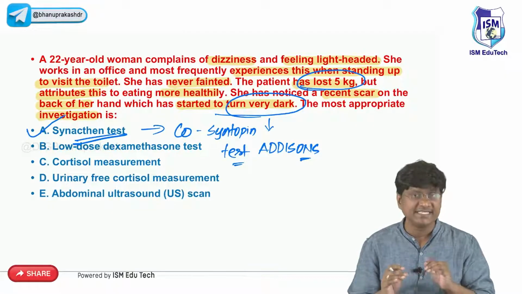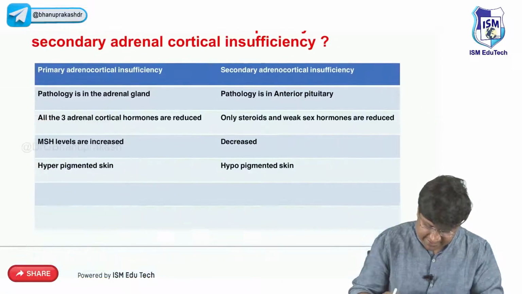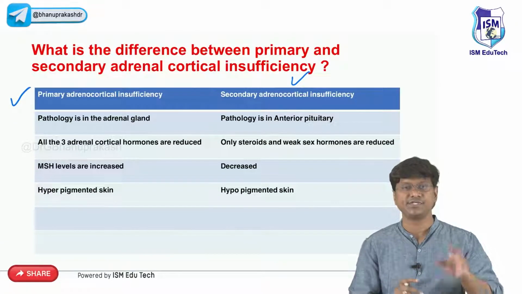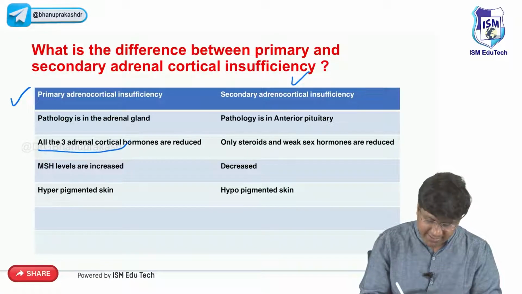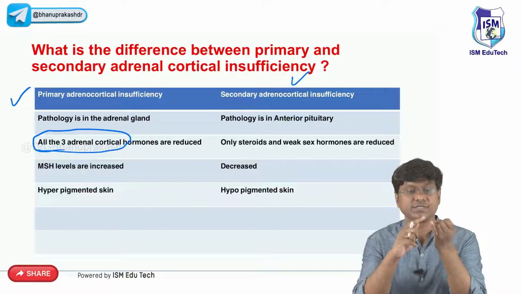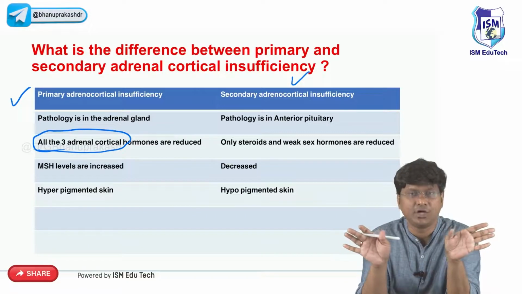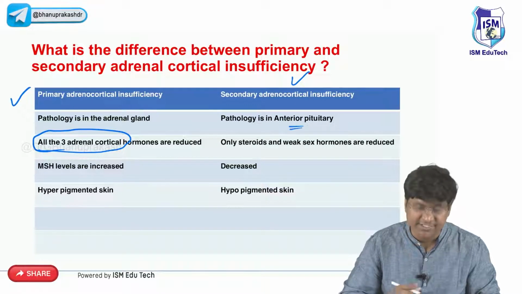Okay. Now this adrenocortical insufficiency is of two types: primary adrenocortical insufficiency and secondary adrenocortical insufficiency. The word primary means the pathology is within the gland. That means all three adrenocortical hormones are reduced: steroids, aldosterone, and weak sex hormones, everything gone. Whereas secondary is due to pathology in the anterior pituitary.